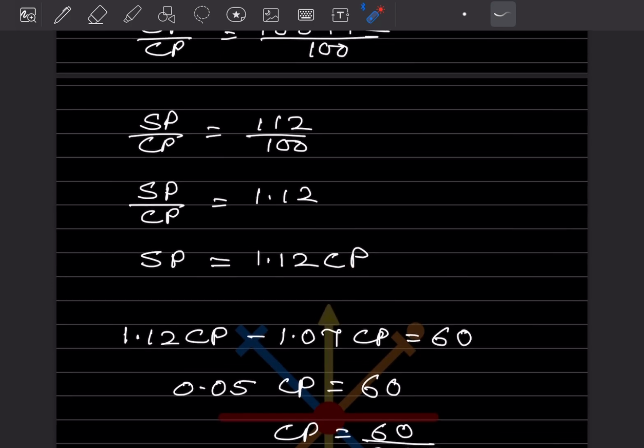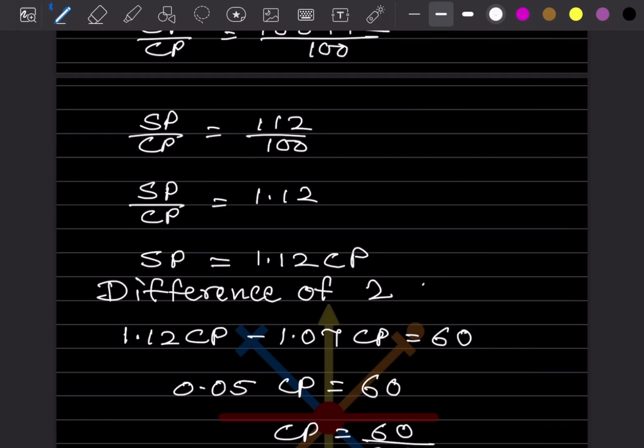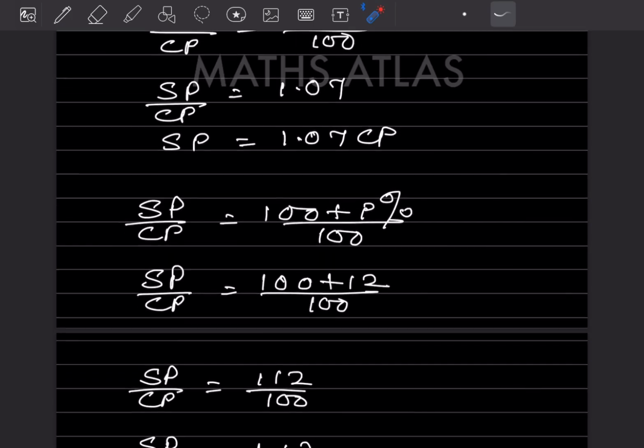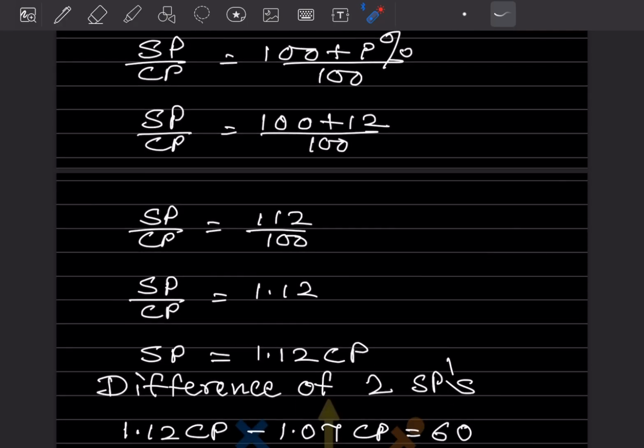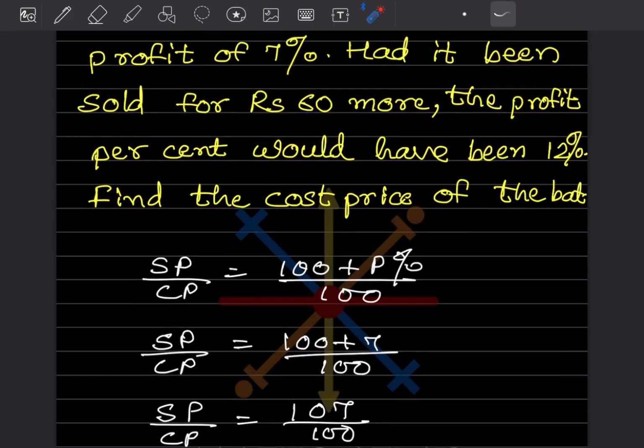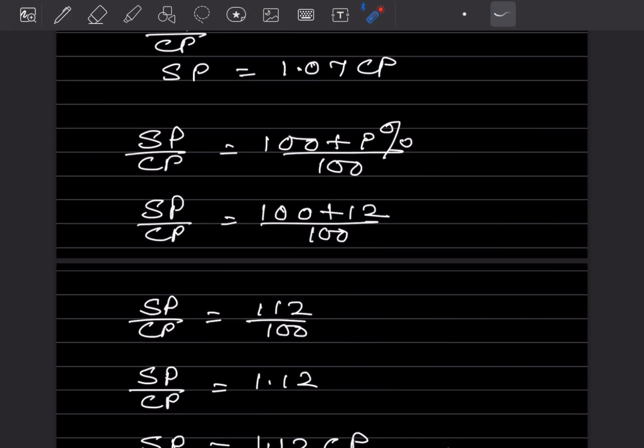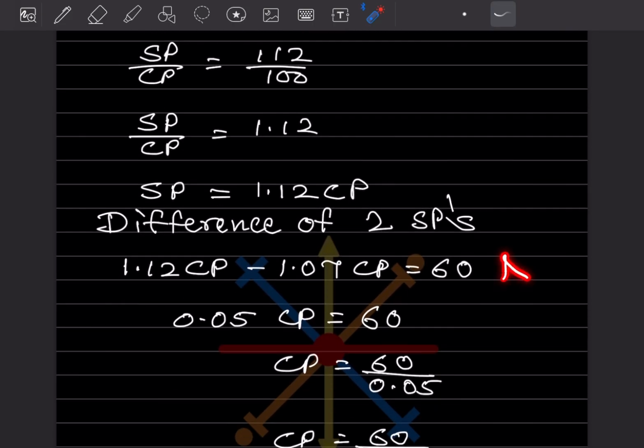So now what we can do, we have to find a difference. You will write here the difference of these two. We can also write this as the difference of two SPs, means the selling price. So what is that? Here this will be 1.12 CP minus this one, you got this as 1.07 CP, and that is given, that will be 60 more. So here it is equal to 60. So this is the important step.